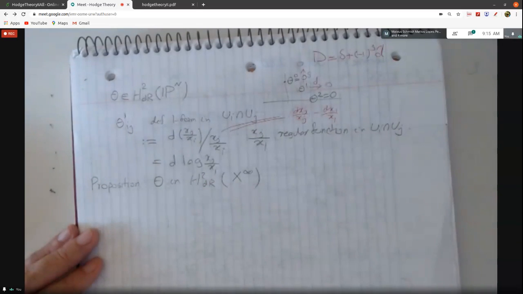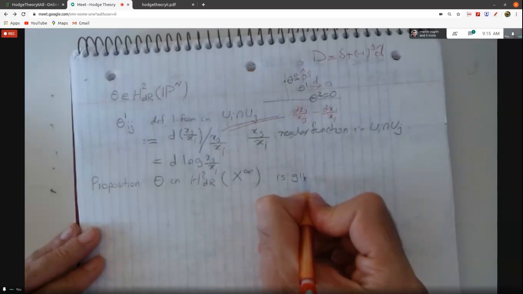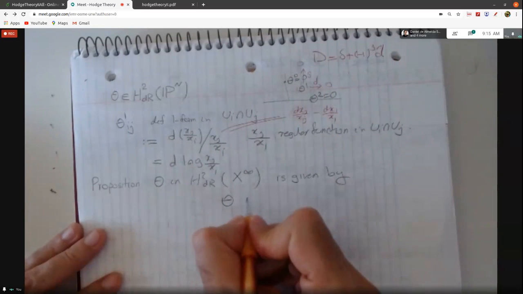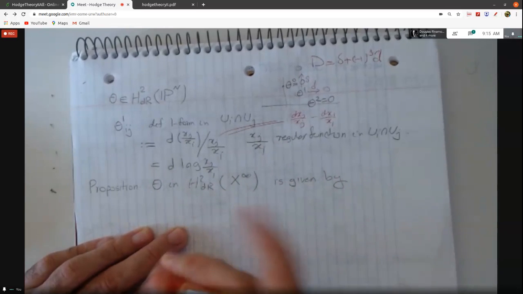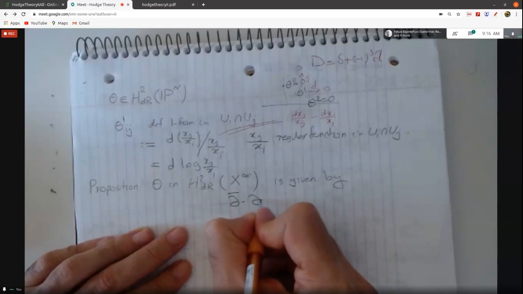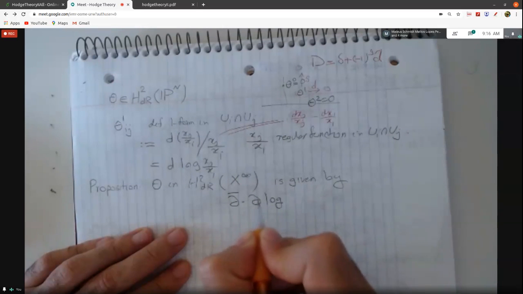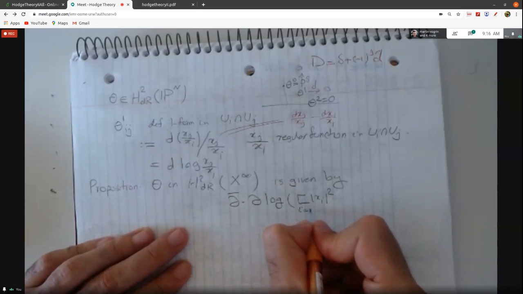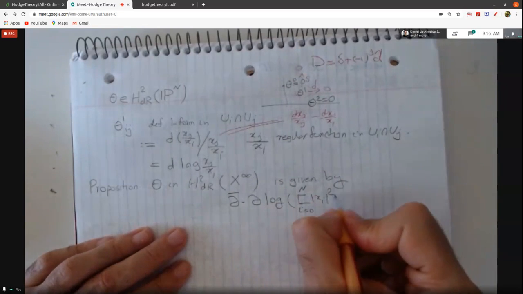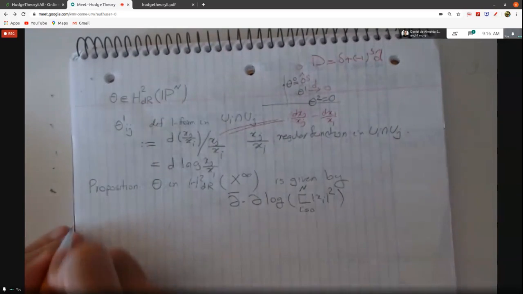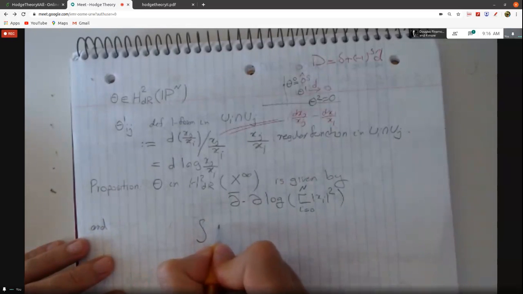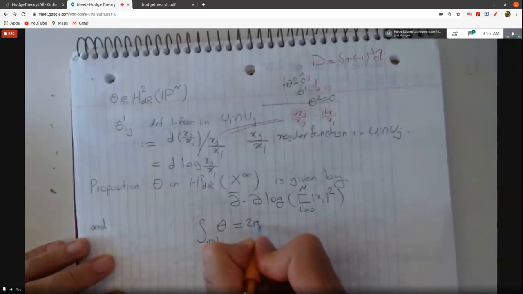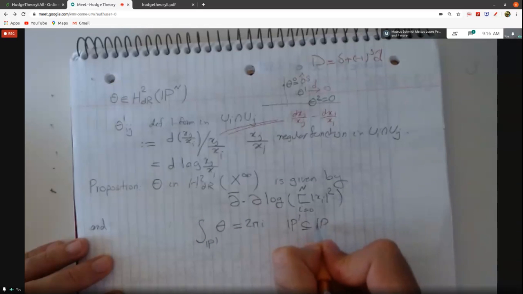Let's go to the complex. The C-infinity context is given by, maybe I write, I will use the same notation, d, d bar, sum over xi to the 2, i equal to 0 until n. Anyway, and this theta integrated over P1 is equal to 2 pi i, P1 inside Pn, any line.